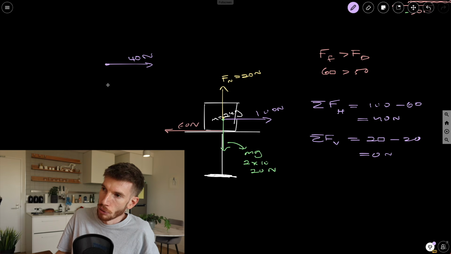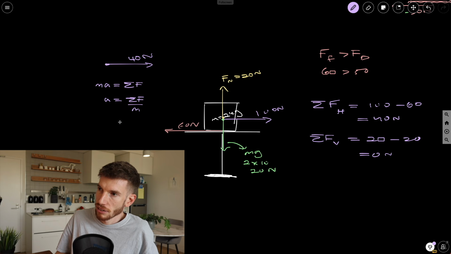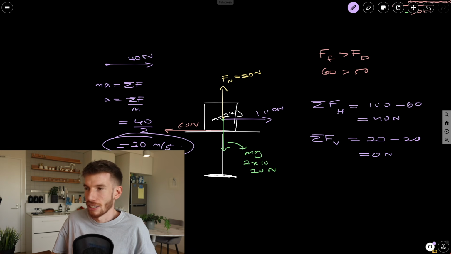And again, we can work out what its acceleration is, right? Because mass times acceleration is net force. And we know the net force is 40, so we can get acceleration is net force divided by mass. So therefore 40 divided by 2, and that would have, well, that's big. That would have 20 meters per square second acceleration, like that.